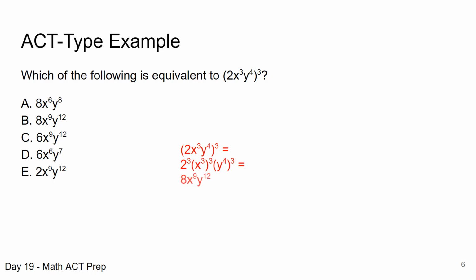So first handle the 2, 2 cubed is 8. Then we'll multiply the 3 times 3, giving us x to the 9th, and the 4 times 3, giving us y to the 12th. And that gives us the final answer of B. Don't forget, don't leave out cubing that 2. That is a common mistake people make. And then just remember what we do when we raise a variable to an exponent, we multiply. When we're multiplying variables, we add their exponents, and when we divide variables, we subtract their exponents.